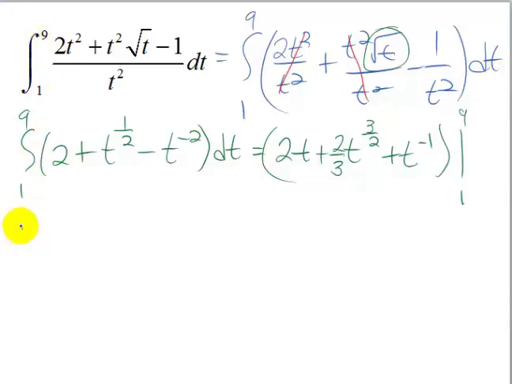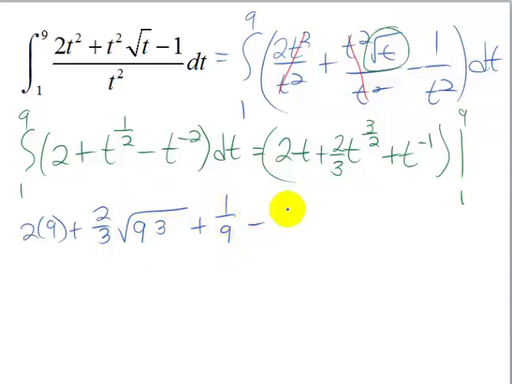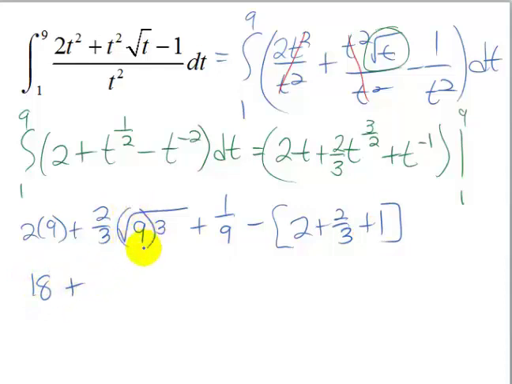We are going to have 2 times 9 plus 2/3. Let's go ahead and write this in radical form. So this would be square root of 9 to the 3rd plus this would be 1 over 9 minus, now we're ready to do our lower limit of 1. So this would be 2 plus 2/3 plus 1. Doing some simplifying, we've got 18 here. If we do the square root of 9, that's 3 cubed and divided by 3. So that would make that 9 times 2 is 18 plus 1/9 minus, inside of here we have 2 integers, so that'd be 3, and then minus the 2/3.